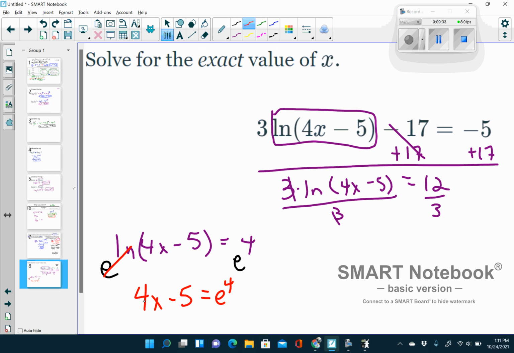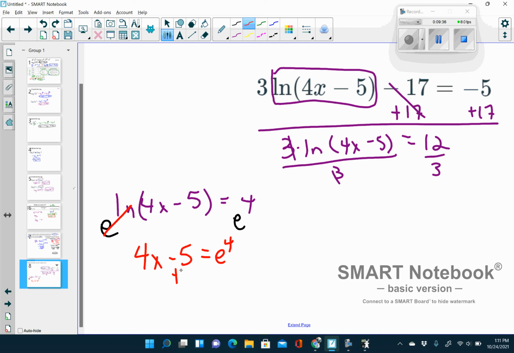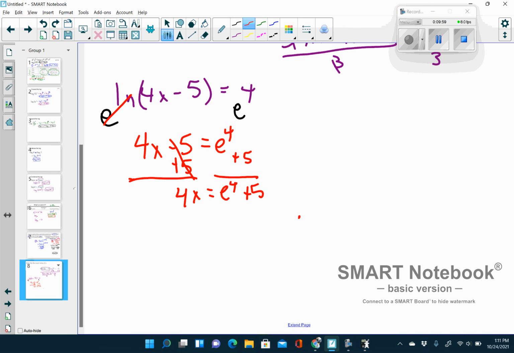And now I'm just going to do the regular thing like in Algebra 1. I'm going to add 5 because I've got to get the x by itself. So this is e to the 4th plus 5, not the same thing as e to the 9th. This cancels out, so I have 4x equals e to the 4th plus 5. And then to get the 4 away from the x, I'm going to divide both sides by 4. So I get x equals e to the fourth plus 5 over 4.